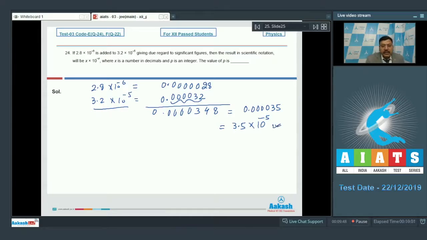So this is the result in significant figures. Now if you look at the question, the value of p is simply 5. So that means the answer to question 24 will be 5. Let's go to the next question now.